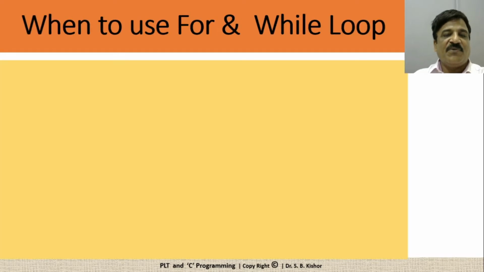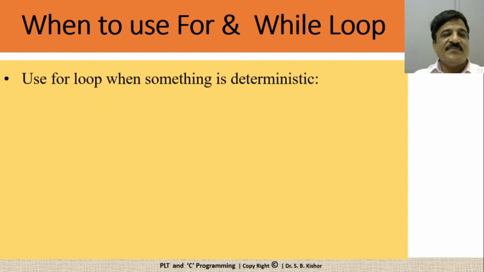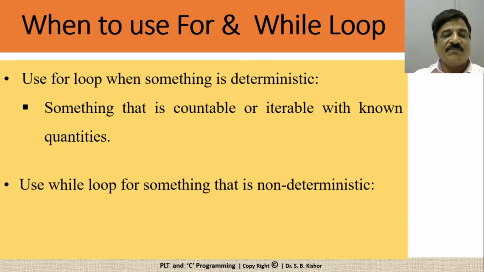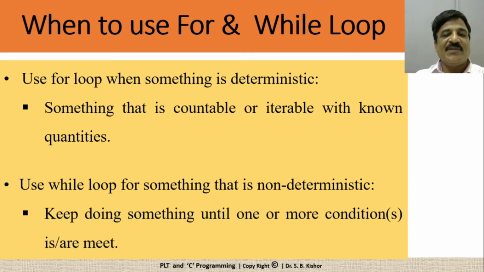So when to use a for loop and while loop? Use the for loop when something is deterministic. It means you know in advance how long the particular statements are going to be executed. That is something that is countable or iterable with known quantities. And use a while loop for something that is non-deterministic. It means keep doing something until one or more conditions are met.